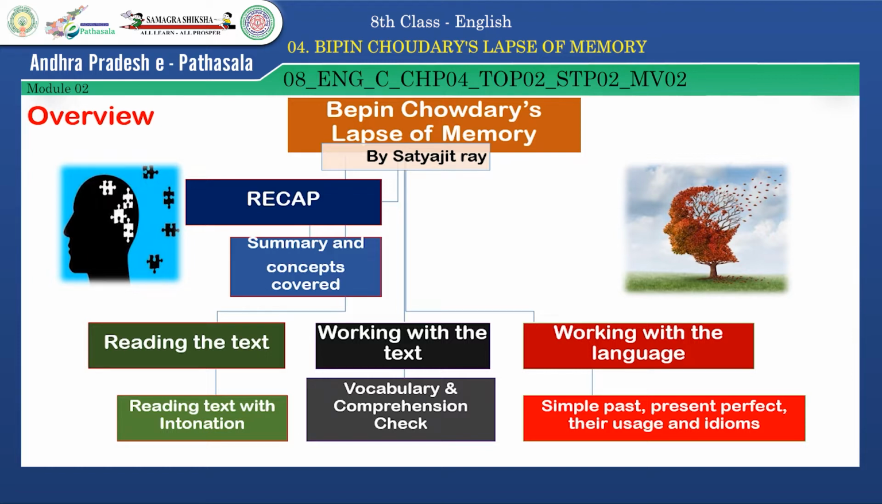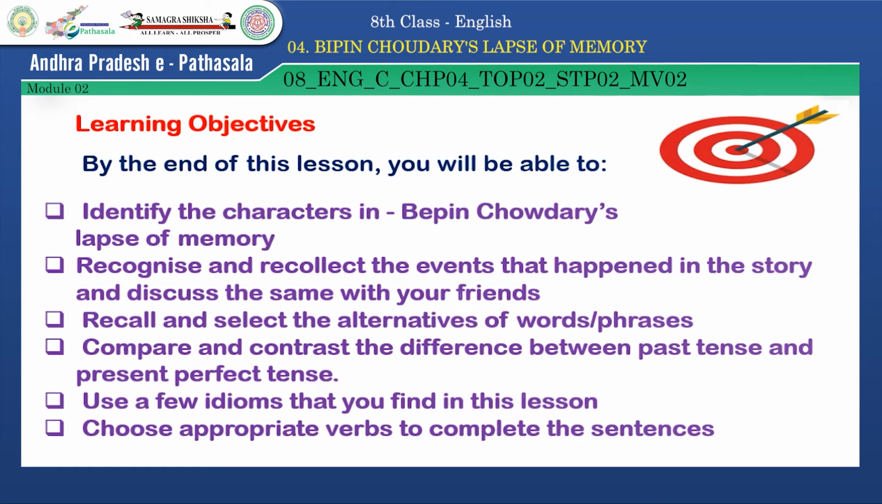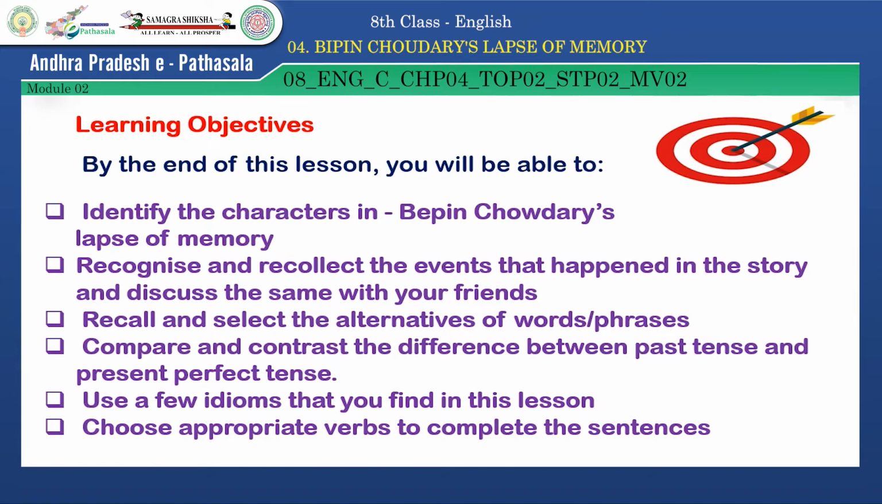Now, as you got an idea on the overview, we will look at the learning objectives you are going to achieve after this session. Learning objectives. By the end of this lesson, you will be able to identify the characters in Bipin Choudhury's Lapse of Memory. Recognize and recollect the events that happened in the story and discuss the same with your friends.